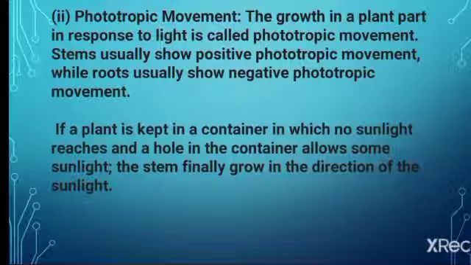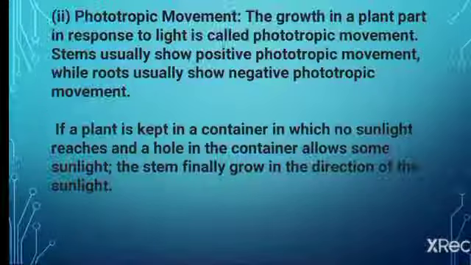Phototropic movement. The growth of a plant part in response to light is called phototropic movement. Stems usually show positive phototropic movement, while roots usually show negative phototropic movement. If a plant is kept in a container in which no sunlight reaches and a hole in the container allows some sunlight, then the stem finally grows in the direction of the sunlight.